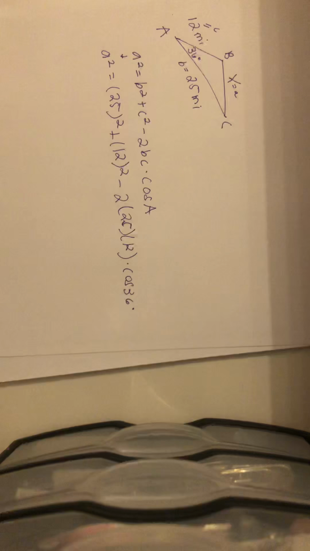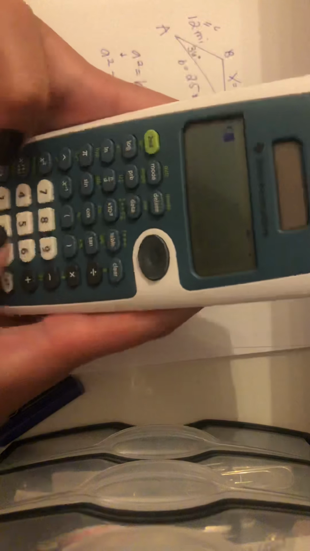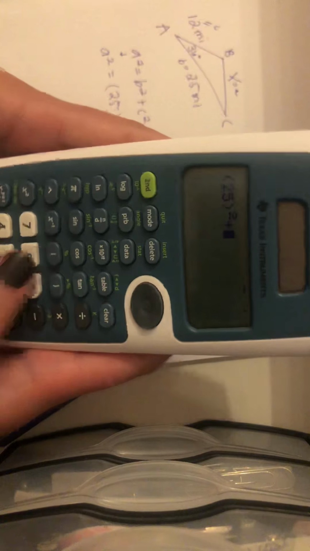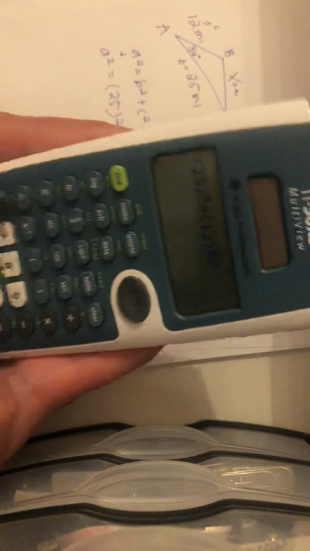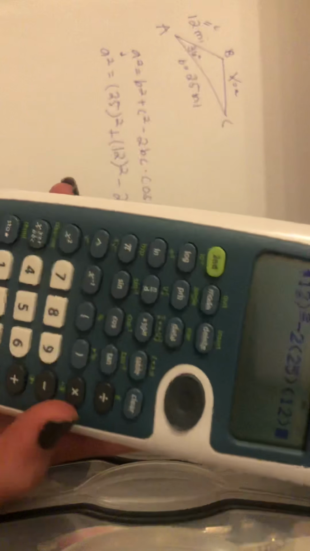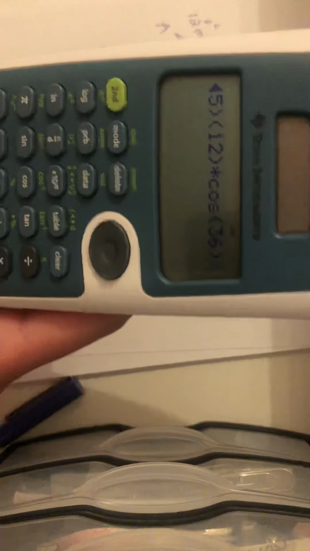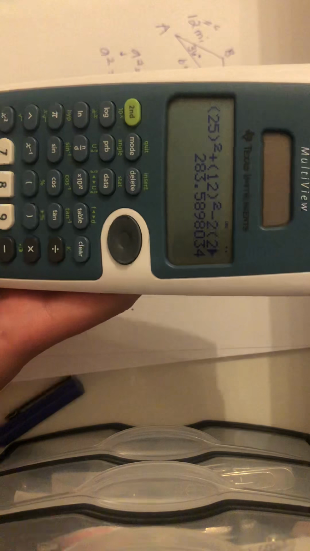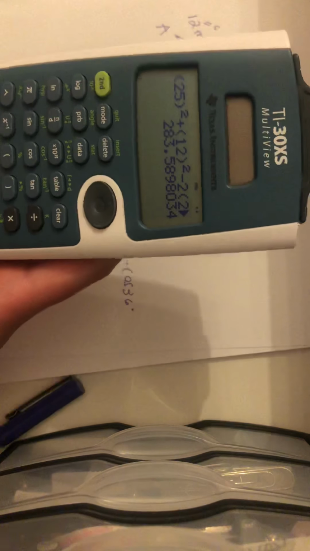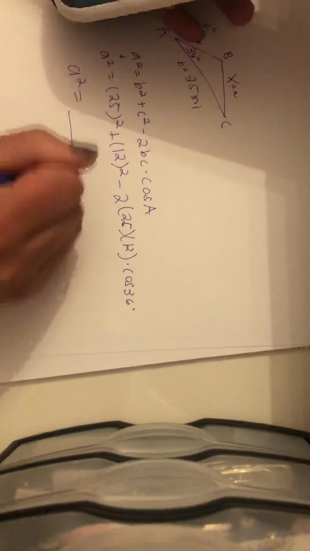So let's plug it in the calculator. Clear it out. So we're going to do 25 squared plus 12 squared minus 2, 25, 12 times cosine 36, okay? And you should get 283.589 and some numbers. Keep this in the calculator, okay? Because we have to find a. A squared equals blank.